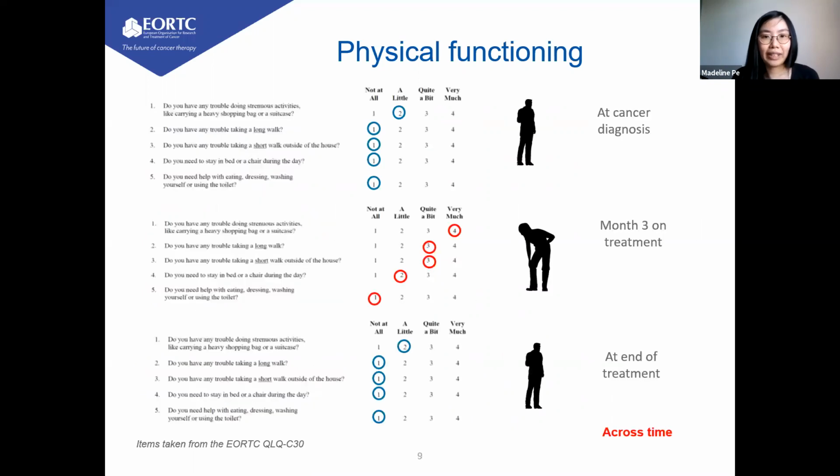Next slide, please. Not only can we have information to compare between groups of people or patients, but we can also use this information to track how individuals change over time. In this example, you can see that at cancer diagnosis, the patient responded in a certain way about their physical functioning, so we can assume that they were relatively okay. And then at the start of treatment, at month 3, they probably experienced some side effects of the treatment, and they could do less physical functioning activities.